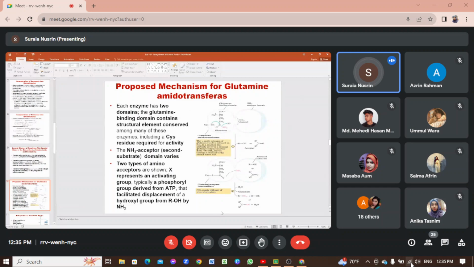So this is the reaction by which the amide nitrogen of glutamine is transferred to an acceptor molecule by the enzyme glutamine amidotransferase. Obviously, this will happen after the assimilation of the amino group by the amino acid. In this case, the amino acid is glutamine.